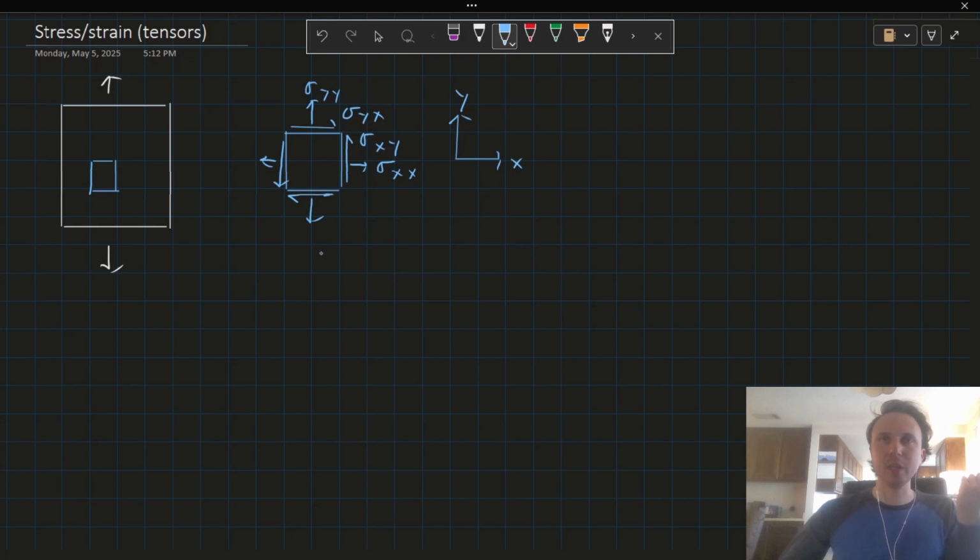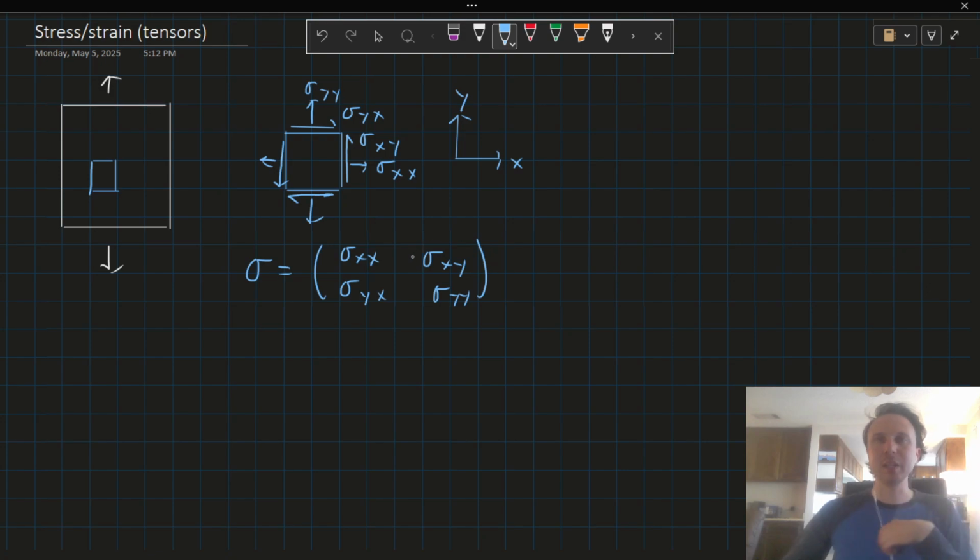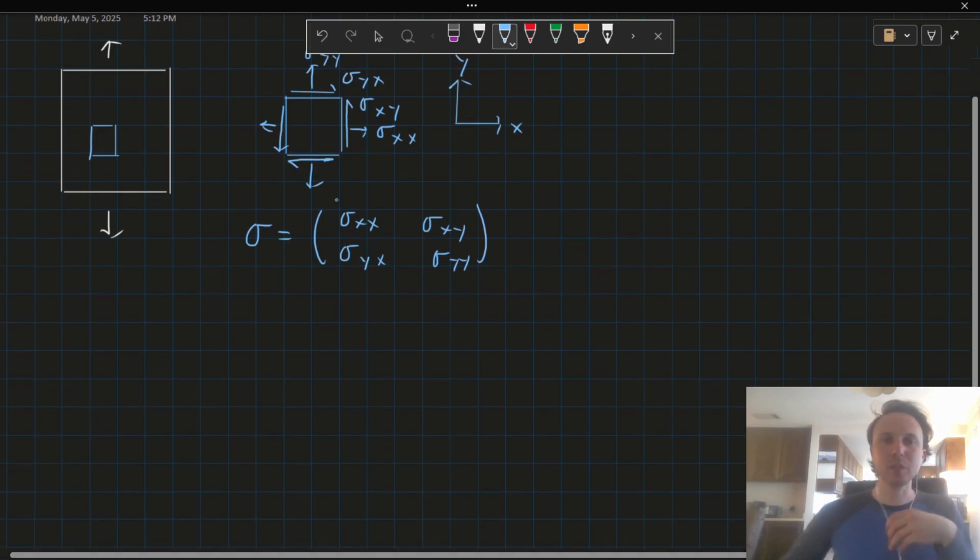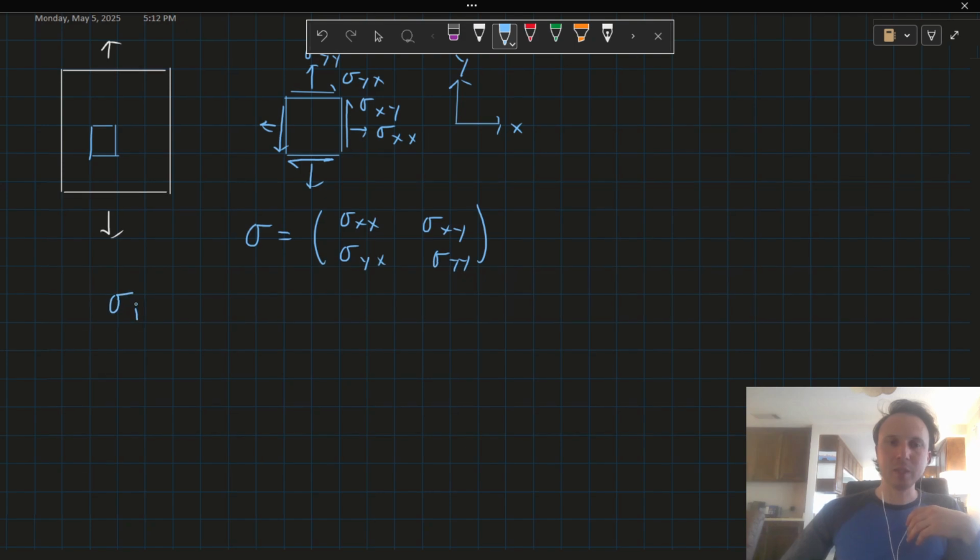So now we have these four components, and we can write them all as a matrix. So we'll write it like this: sigma xx, sigma yx, sigma xy, sigma yy. All right, great. So we have them all in a matrix, and the question is, what can we do with it now? So if we have sigma ij, so we're trying to pull out a different component, what this is going to tell us is that's the force in the i face and in the j direction, right?